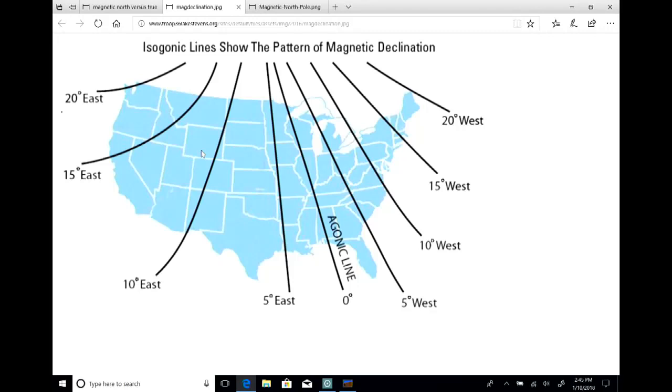When we look at the U.S., we can see that we have these little lines coming through here. These lines are called isogonic lines. These isogonic lines represent lines of magnetic flux that occur around our Earth. Remember that we have a molten core of our planet. That iron molten core creates a magnetic field around our Earth.